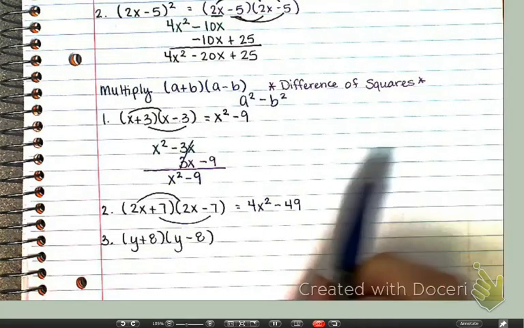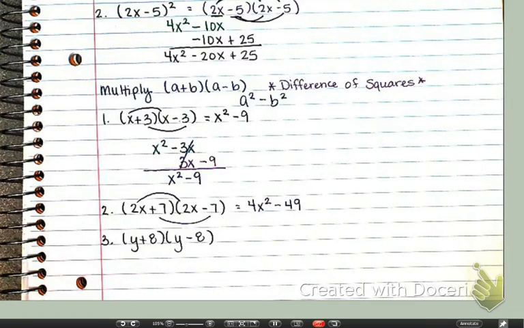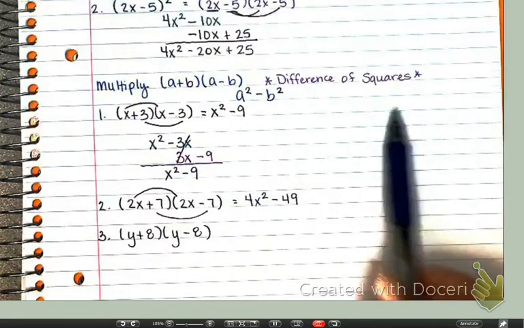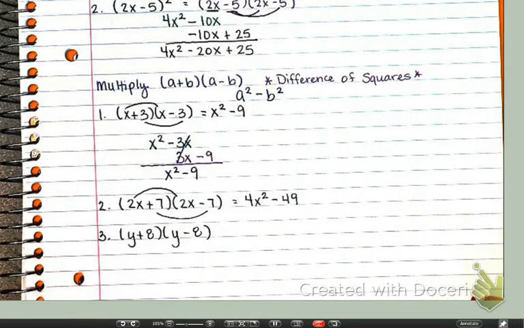Real quick, let's break down why it means difference of squares. So what does difference mean? Opposite. In math? Subtraction, right? The difference of something is subtraction. So my final answer is subtraction, right? And then squares are like 16, 9, right? Because what's the square root of 16?